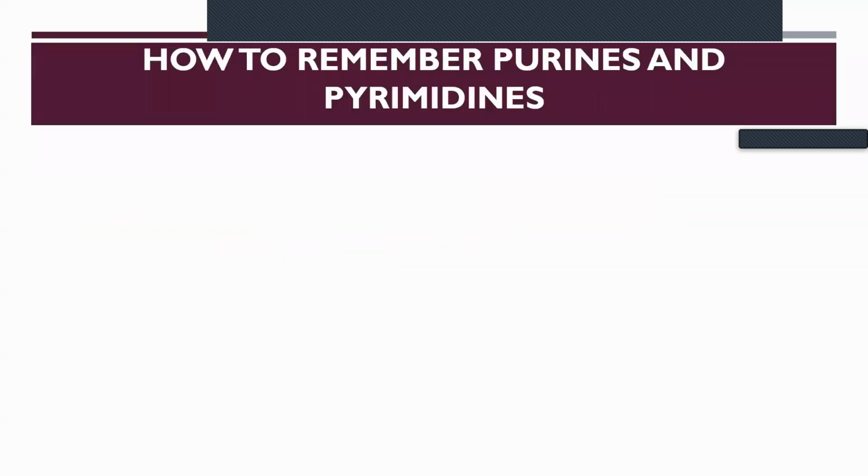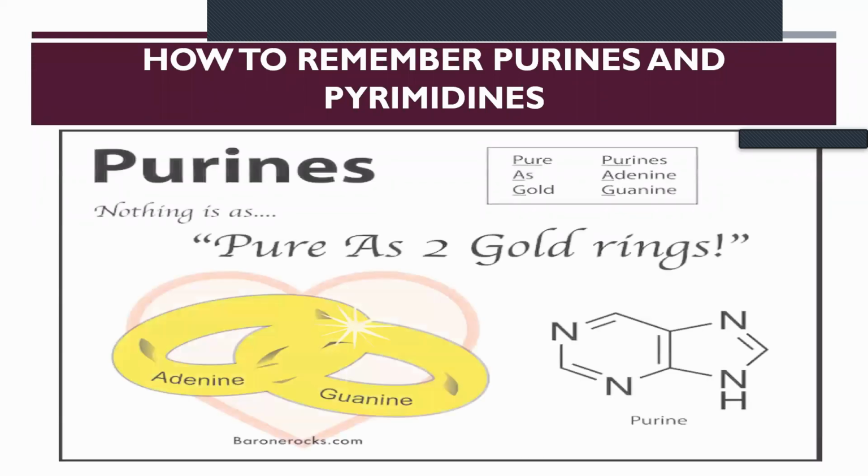Now, very simply, like you made a mistake, right? Last time, many of you could not write correctly. I asked the purines, but you could not tell the purines correctly. So how to remember that? See, just remember pure as gold rings, okay? So when you get married, when you get engaged, you exchange gold rings, right?